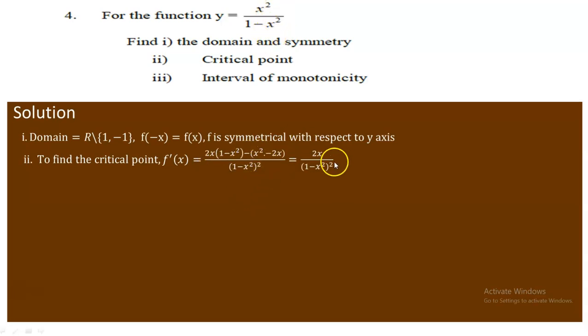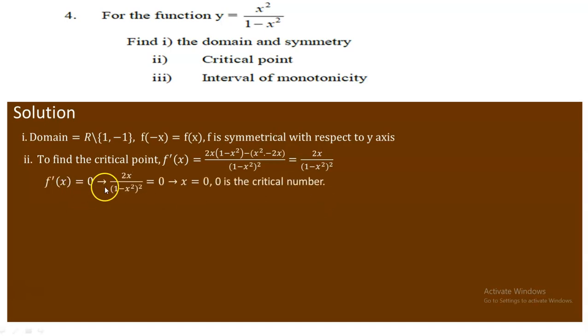Simplifying this, you will get 2x, because 2x times 1 is 2x, whereas this is minus 2x cubed, right? It will be minus 2x cubed, and here also plus 2x cubed. So minus 2x cubed is cancelled by positive 2x cubed. You are left with 2x over 1 minus x squared, the whole squared. So try to now find the value of x that makes this 0, and this is a critical number as long as it is in the domain.